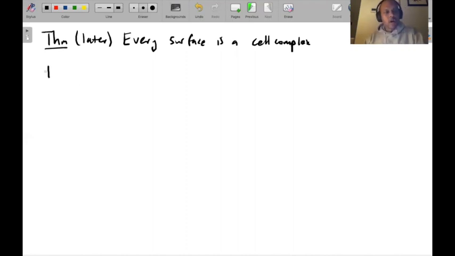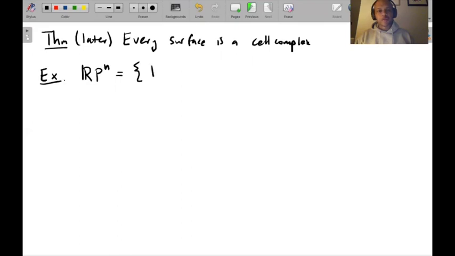So I want to mention another class of examples of cell complexes. So these are projective spaces. So last time we discussed the projective plane, and there's a higher dimensional analog of this, which is defined similarly. So RPn is, by definition, the set of lines through the origin in our Euclidean space of dimension n plus 1.